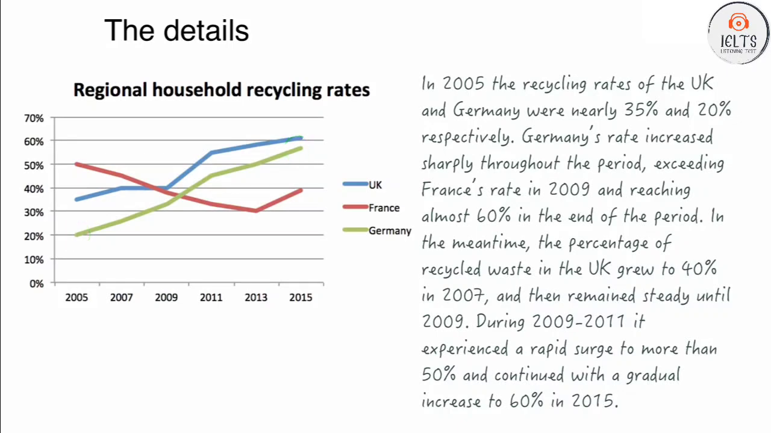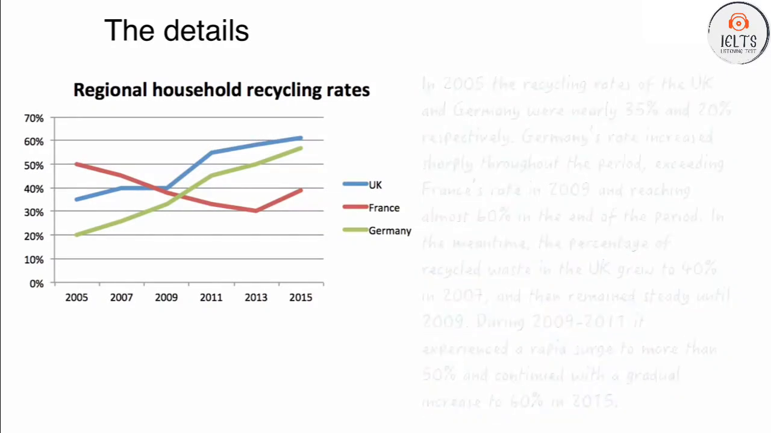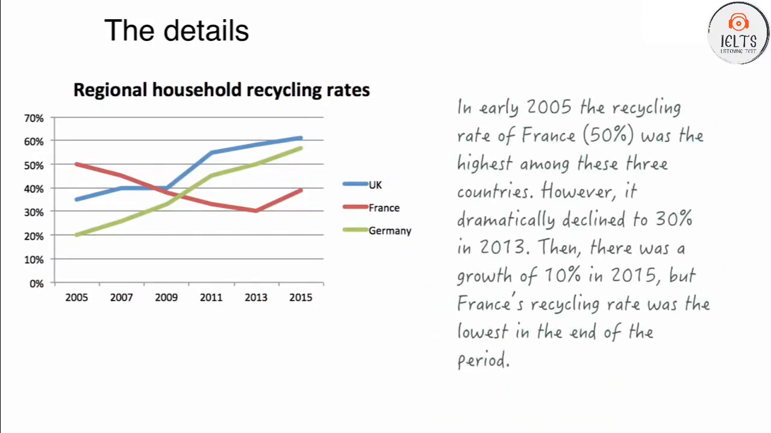And finally, I describe how the UK's rate changed. In the meantime, the percentage of recycled waste in the UK grew to 40% in 2007 and then remained steady until 2009. During 2009-2011, it experienced a rapid surge to more than 50% and continued with a gradual increase to 60% in 2015. And here's my second paragraph with the details.